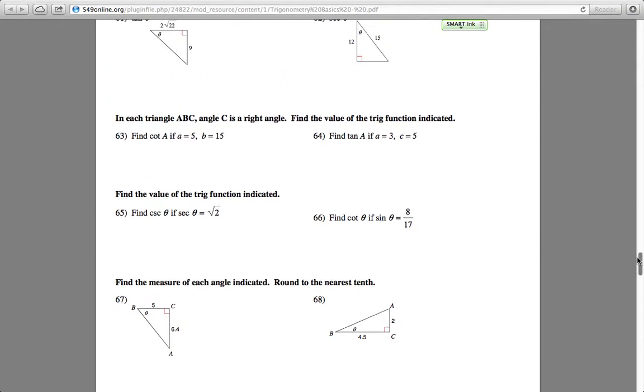In triangle ABC, C is a right angle. Find the value of the indicated trig function. You're basically doing what I just did up there, but I'm only giving you two sides. How are you going to find the third side? Pythagorean theorem, a squared plus b squared equals c squared. Make sure you draw angle C as the right angle, which means little c will be the hypotenuse, okay?